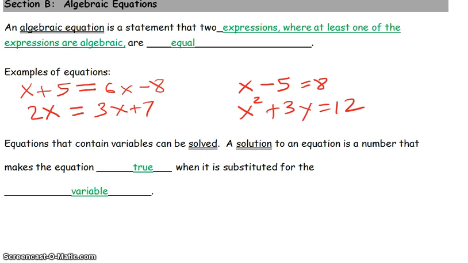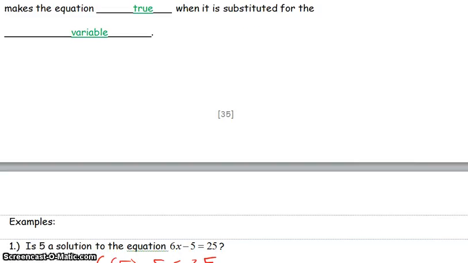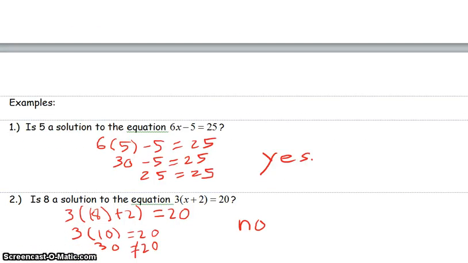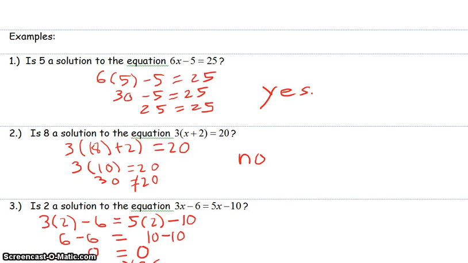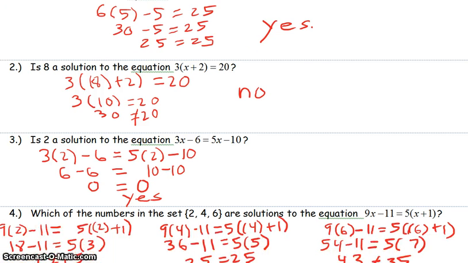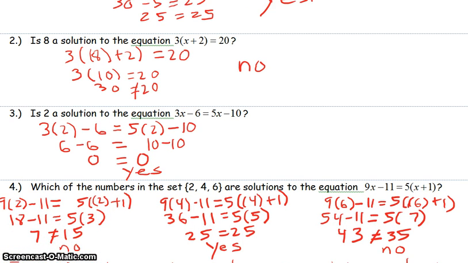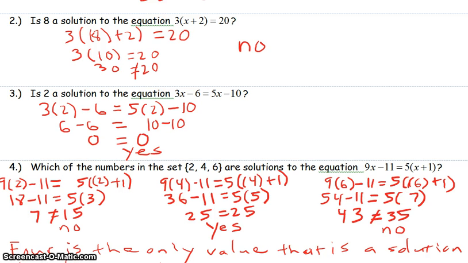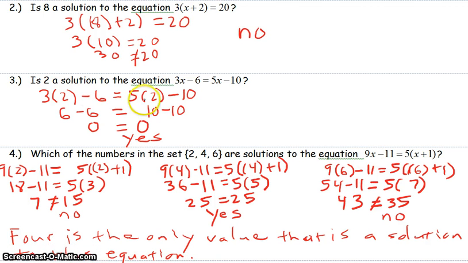Now, I took the liberty of filling in examples 2 and 3 already. Actually, I did that for 2, 3, and 4. The reason why I did that was to expedite a little time. Now, with example 2, it says, is 8 a solution to the equation 3 times the parenthesis of x plus 2 equals 20? Now, the first thing we need to do is substitute in 8 for x, which we did here.